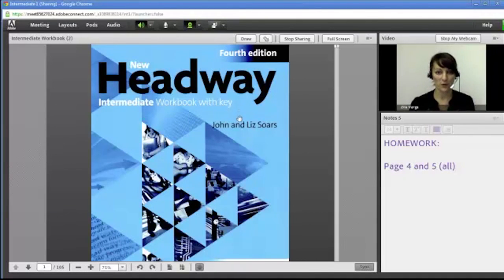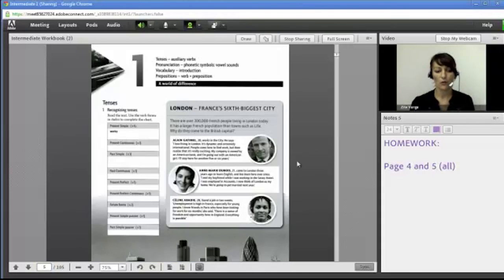It's time for homework, and it's going to be in the workbook. So please open your workbooks on page 4. Your homework will be page 4 and 5. On these pages you are going to have to practice the auxiliary verbs, just like we did in class today.